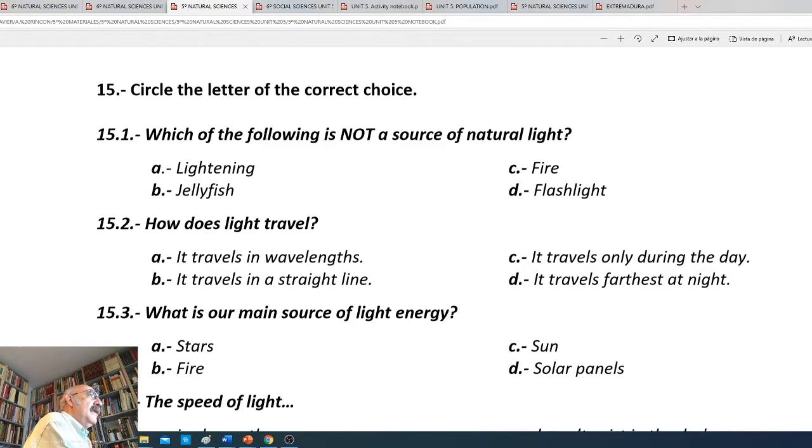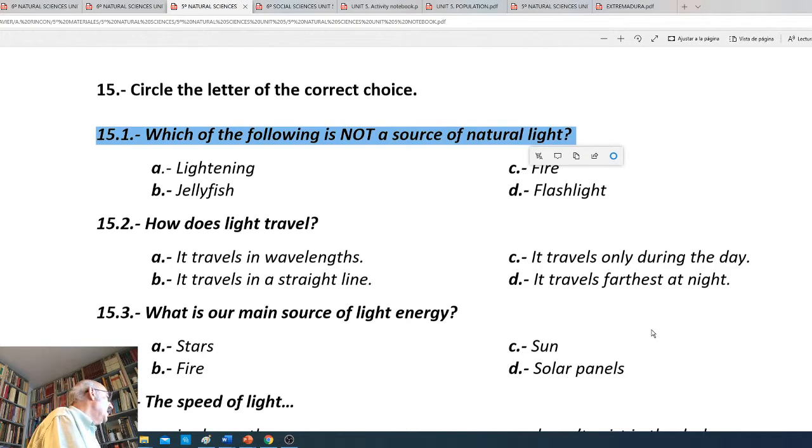the correct choice. 15.1. Which of the following is not a source of natural light? We can choose between lightning, a jellyfish, fire, and flashlight. Not a natural light. What do you think? We are here in exercise number 15.1. What do you think is the correct answer? A, B, C, or D?